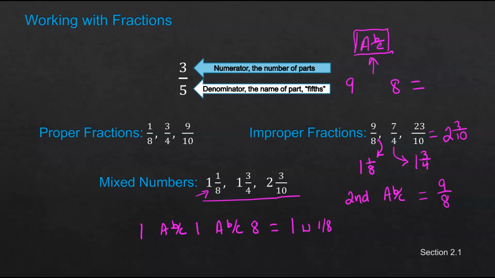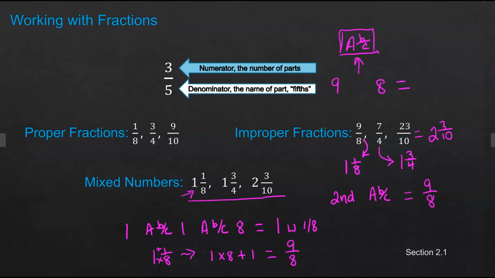Now, if I wanted to do this manually, I wanted to go from 1 1/8 to 9/8, then you take 1 times your denominator and add your numerator. So that would be 1 times 8 plus your numerator, which is 1, and that's how you would get 9/8 the old-fashioned way, right? Working without calculators. All right.